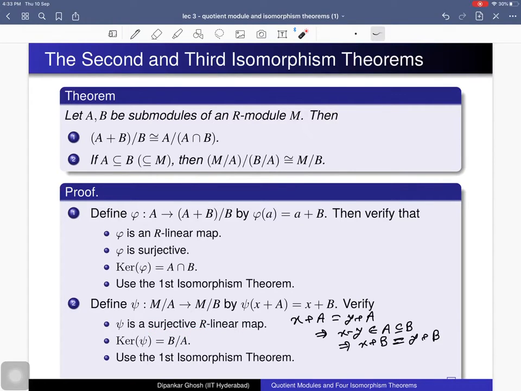And what is the kernel of this map? The kernel of psi, I claim that this is just B/A. How to see that? If psi(x+A) is 0, that means x+B is 0. It is an if and only if condition, and this gives that x is in B. That means, if and only if, x+A is in B/A. So the kernel is this one, B/A. And then you can use the first isomorphism theorem to have this isomorphism.